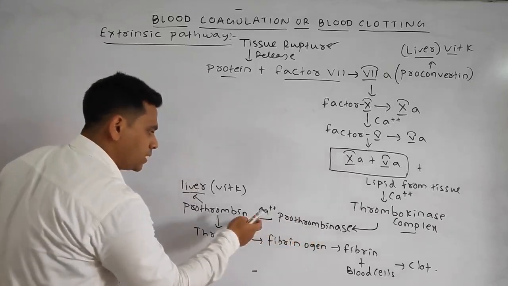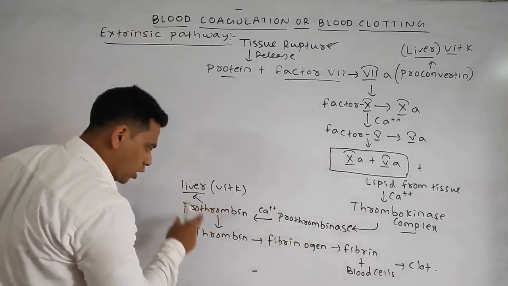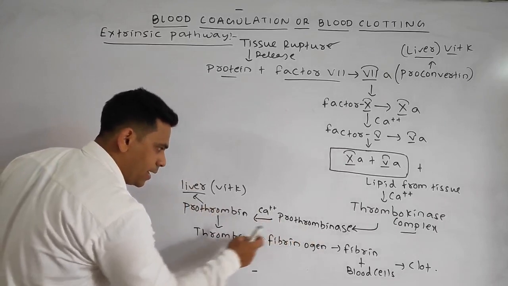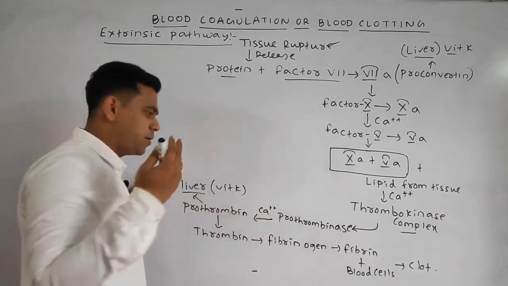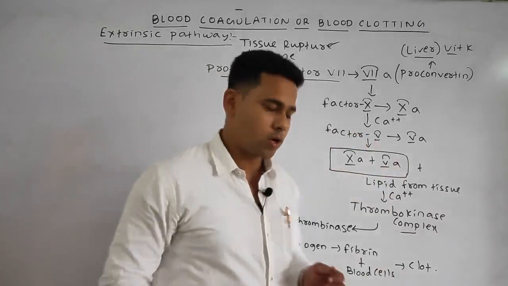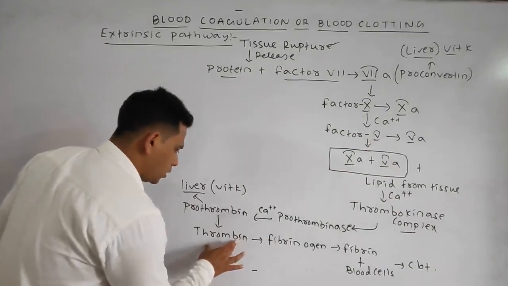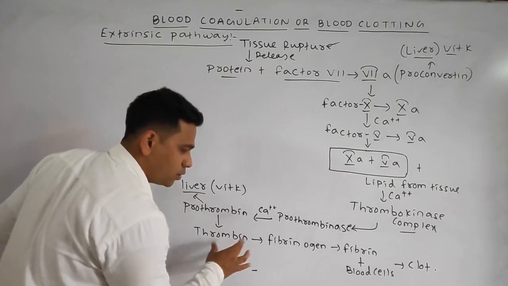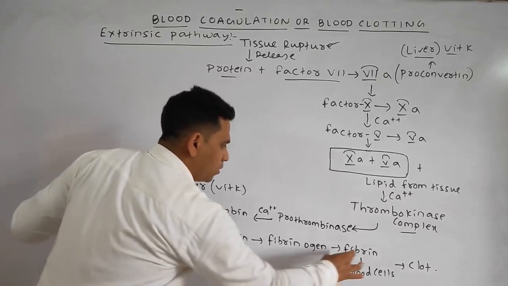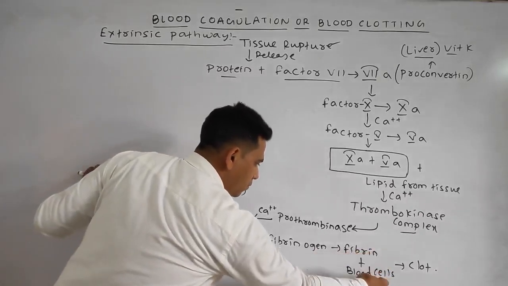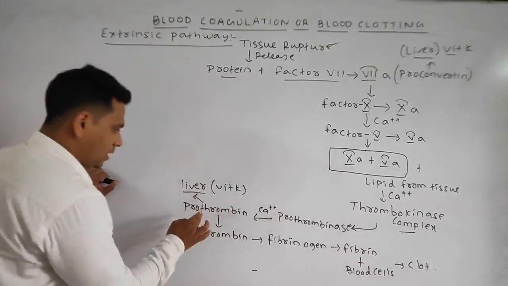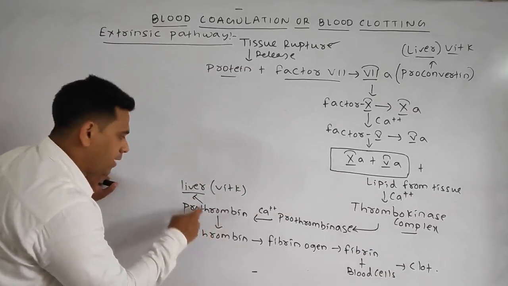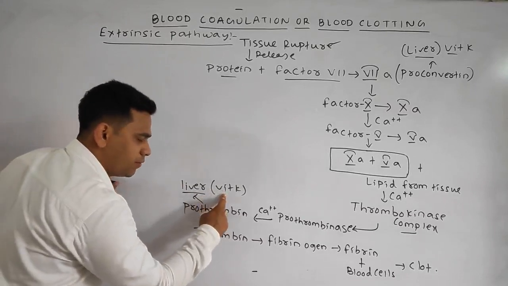From the prothrombinase, in the presence of calcium, the prothrombin is converted into thrombin, and it also helps in the inactivation of the heparin, by which blood clotting can occur. Next, the thrombin catalyzes the fibrinogen to form the fibrin. This fibrin combines with the blood cells to form the clot. And this prothrombin, where is it formed? In the liver, due to the presence of vitamin K.